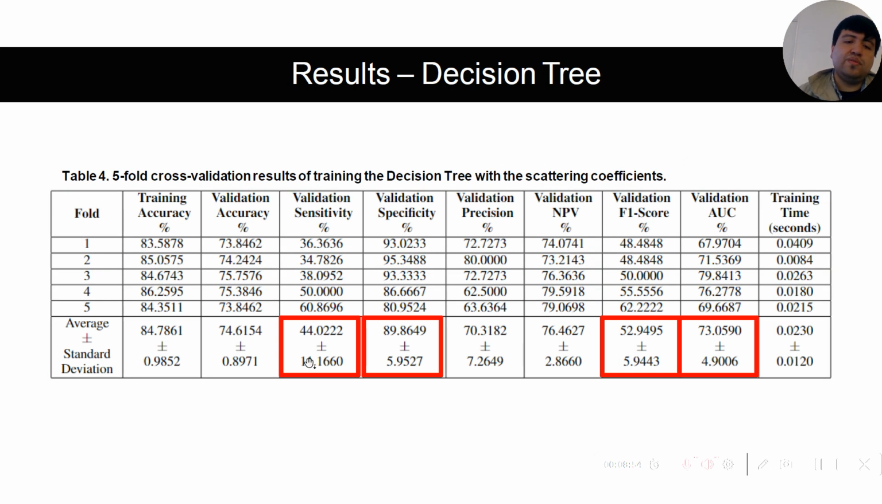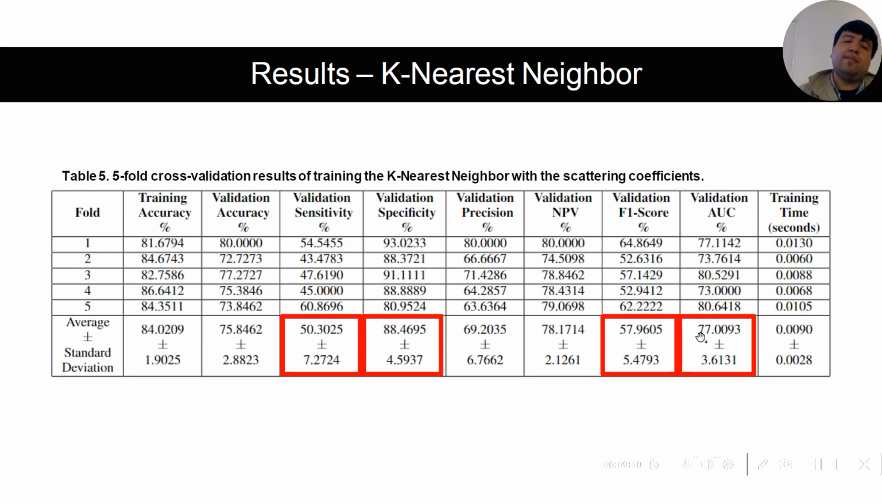For the case of the decision tree, we obtained a sensitivity of 44% and a specificity of 89%, an F1 score of 52%, and a validation AUC of 73%. One of the last classifiers that we tested was the K-nearest neighbors. In this case, the K-nearest neighbors gave us a sensitivity of 50% and a specificity of 88%, an F1 score of 57%, and an AUC of 67%.